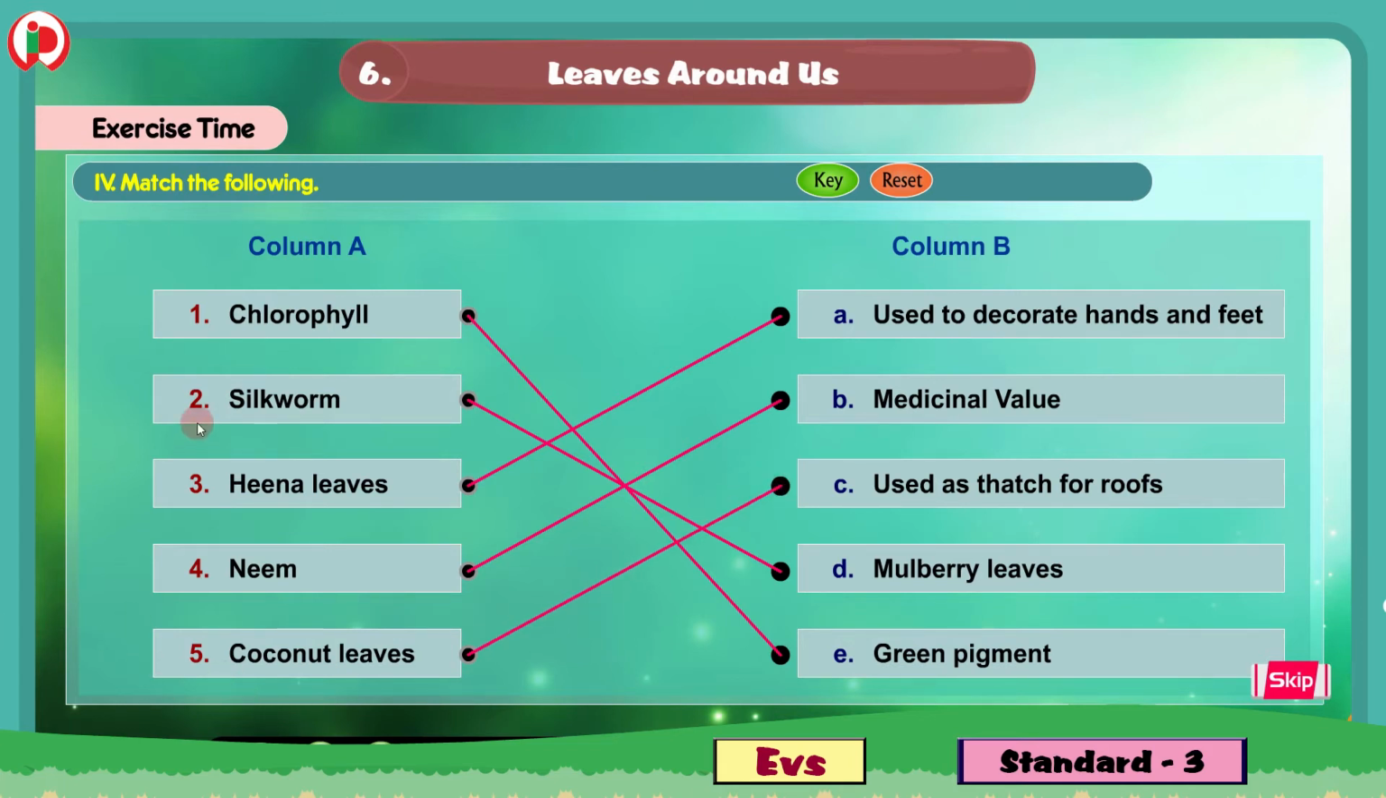So now with this we completed match the following. Chlorophyll is a green pigment. Silkworm eats mulberry leaves. Henna leaves are used to decorate hands and feet. Neem has medicinal value. And coconut leaves are used as thatch for roofs. So this is about match the following. Now we will move to the next bit.